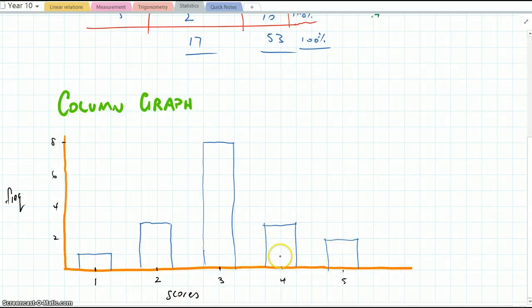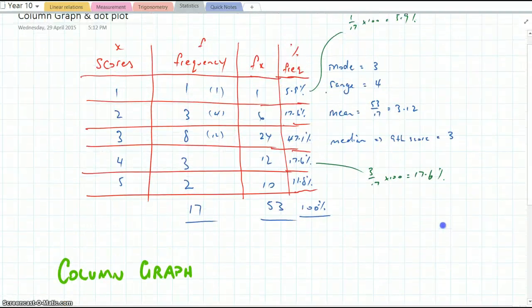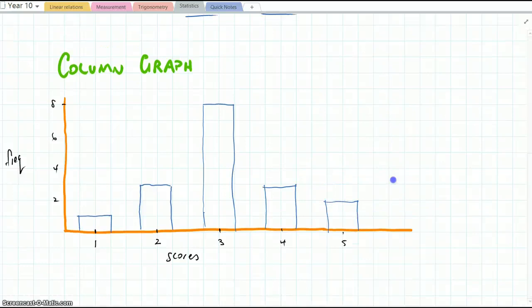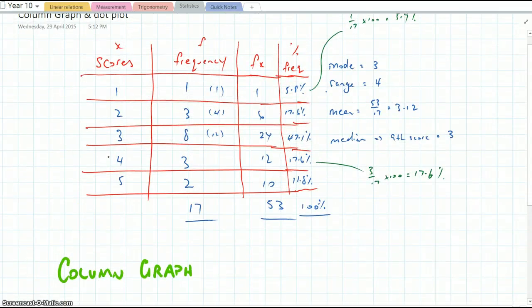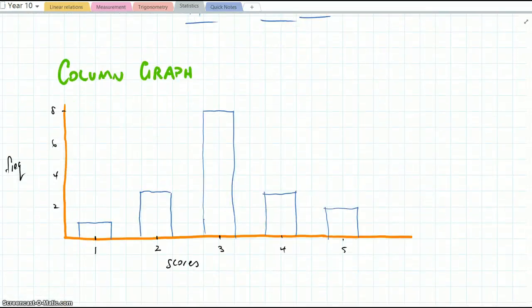Okay, so my column graph is drawn, and the technical points are that our column widths are all the same, and our gaps in between our columns are also equal. We will do a histogram when we look at what we call continuous data or grouped data. But a column graph works well for what's called discrete data, which is what this is. These scores are discrete whole numbers. So a column graph works well there.